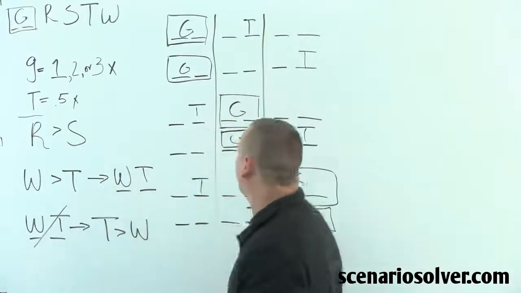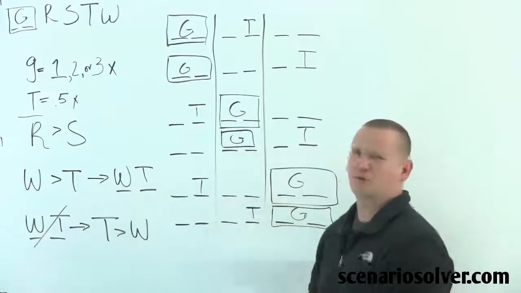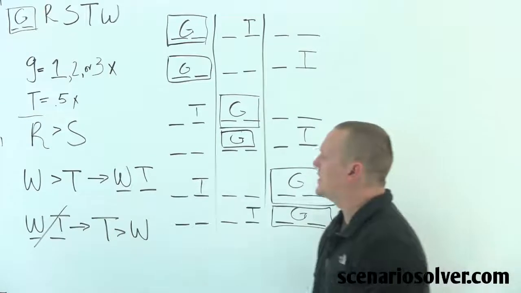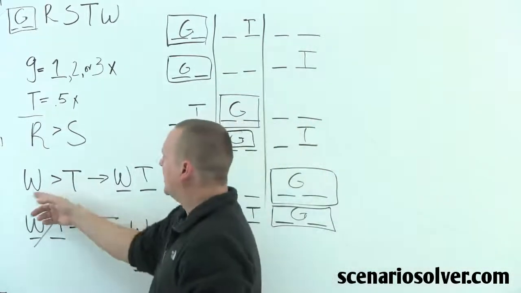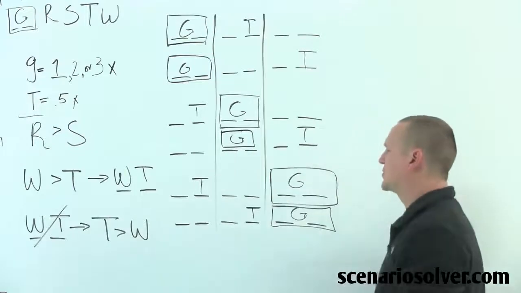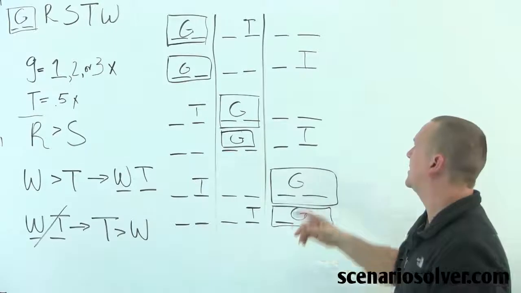R is before S. We have 3 variable locations, so we could flesh it out if we wanted to, but it would really open up too many scenarios. It would be inefficient. But we need to think about this rule. If W is before T, then W must occur immediately before T. Well, where do we know for a fact that W is before T? That's all we need to ask ourselves.